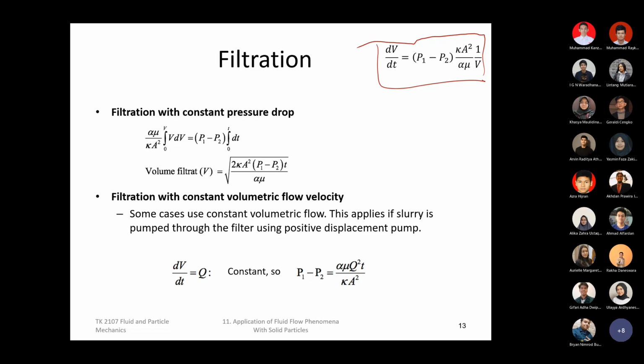So I told you that filtration can be performed in two different ways. The first is that you either want to operate at constant pressure drop, or you want to operate at constant volumetric flow velocity. And this depends on the equipment that you have and the purpose of your application, of course.